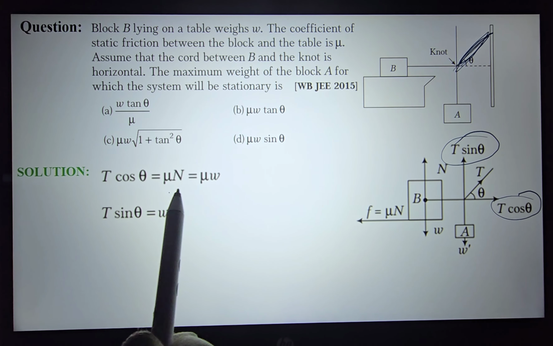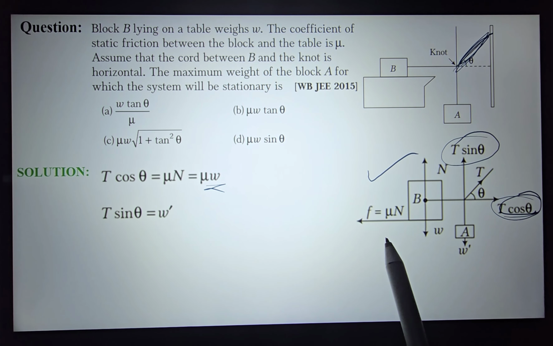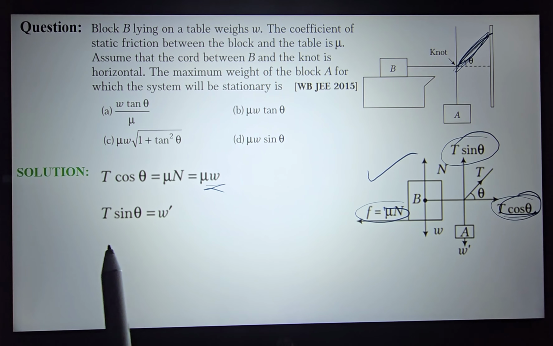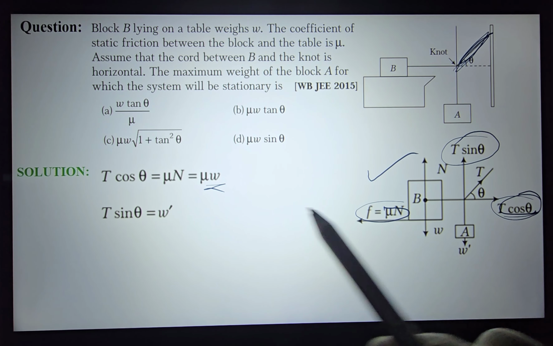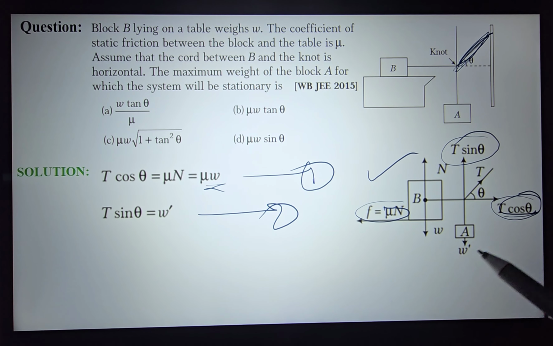So T cos theta is equal to mu into N, which is mu into W as per this diagram. You can see easily T cos theta is your horizontal component. This is simply mu into N, which is also equal to mu into W. Now the next thing is how to write another equation, because we have to use two equations. This is equation number 1 and this is equation number 2, which is T sin theta is equal to W dash as per this diagram.